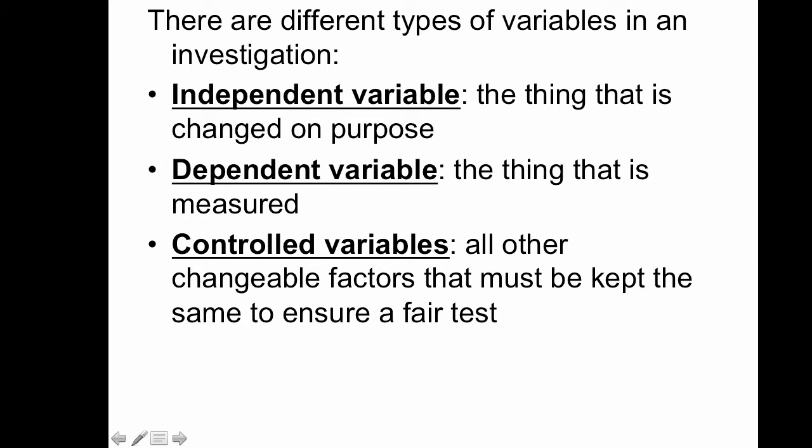Okay? And then the controlled variables are all other changeable factors that must be kept the same to ensure the fair test. So the controlled variables in that example are the soil, the water, the temperature, all of those things. The only thing that they changed was the amount of light. So the amount of light is your independent variable because that's what you changed. The height that the plant grows is your dependent variable because that's what you measured. Okay? And then the controlled variable is everything else you keep the same.